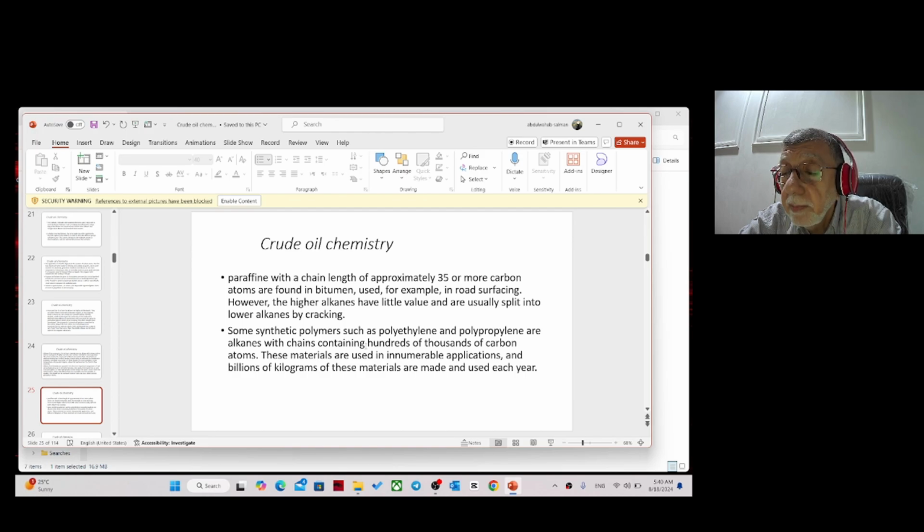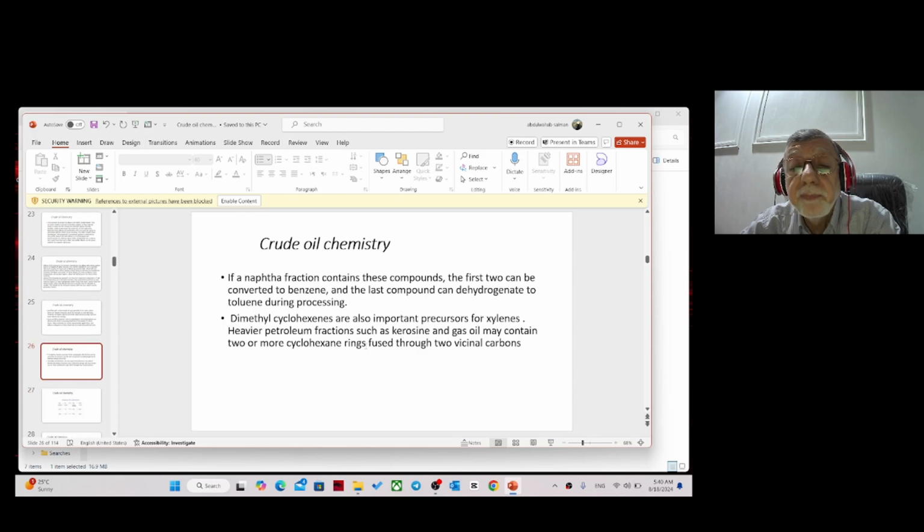Light components means things like kerosene or gasoline or diesel. Some synthetic polymers such as polyethylene and polypropylene are alkanes with chains containing hundreds of thousands of carbon atoms. These materials are used in innumerable applications, and billions of kilograms of these materials are made and used each year.